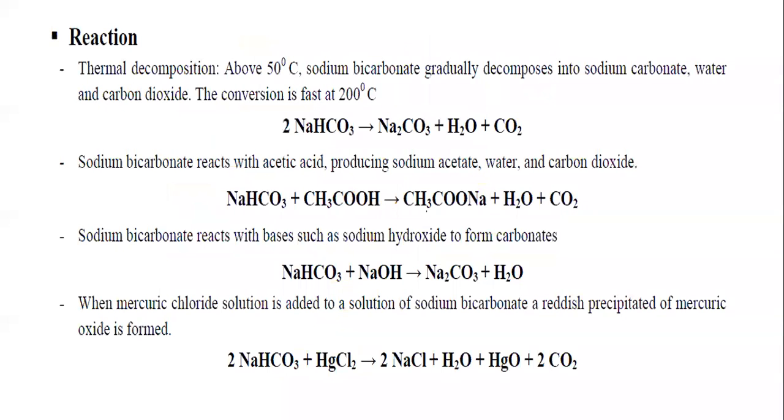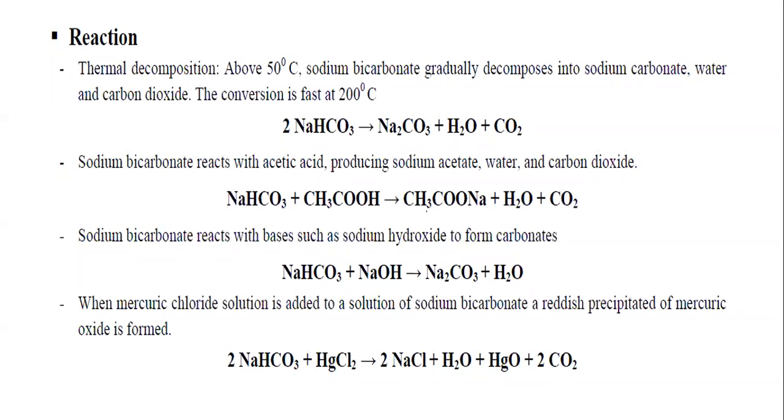So next, coming to the reactions. Thermal decomposition, we already saw this, right? Above 50 degrees centigrade, sodium bicarbonate gradually decomposes into sodium carbonate, water and carbon dioxide. But the conversion is fast at 200 degrees centigrade. Next reaction is it reacts with acetic acid, producing sodium acetate, water and carbon dioxide. Then it reacts with bases such as sodium hydroxide to form carbonates. So if you treat it with sodium hydroxide, you're going to get your sodium carbonate.